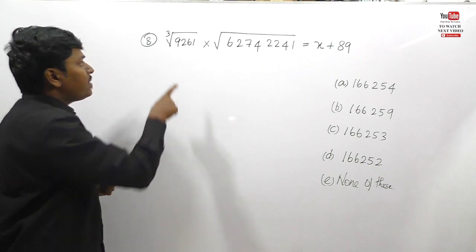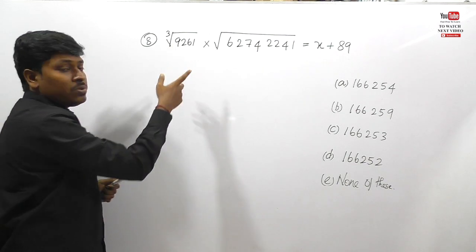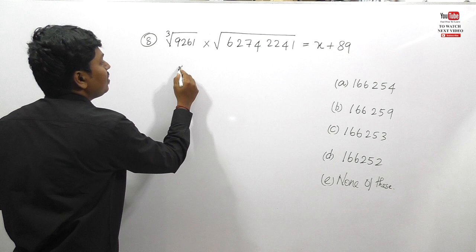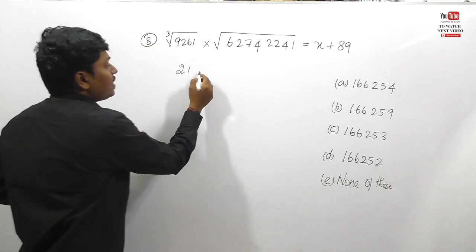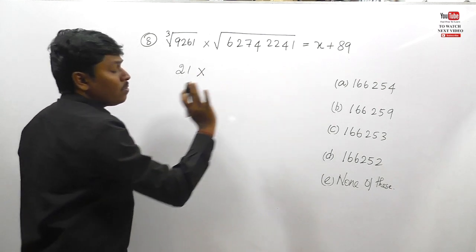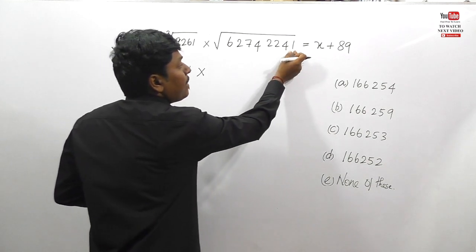Listen carefully, and everyone knows that cube root of 9261 will be 21, right? I think everyone knows this, 21. So friends, we need to find what is the square root of this number, and here the number ends in 1.